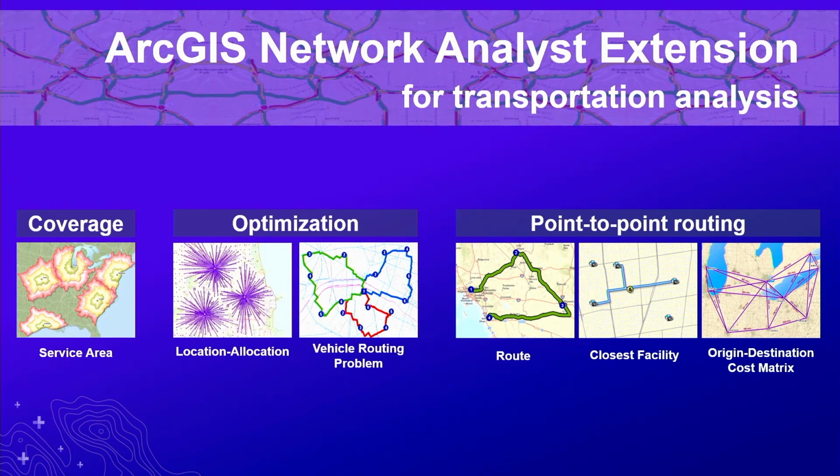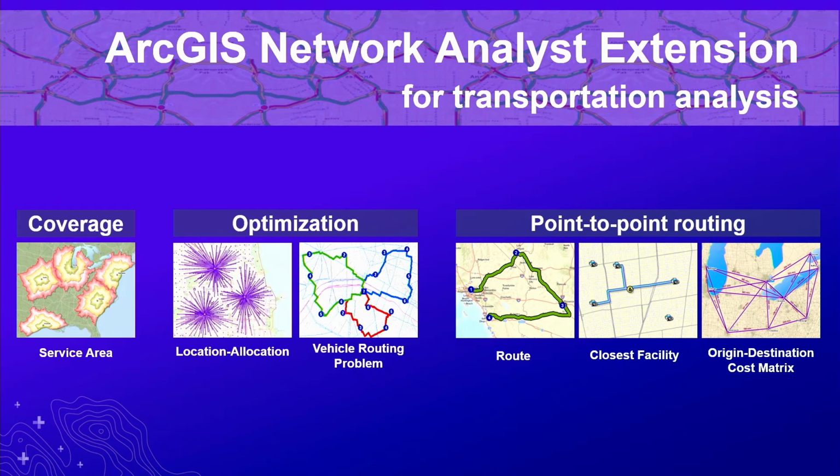Within network analyst extension, there are 6 different analyses that are available. You can think of them as 6 different analyses, 6 different solvers, or in the context of this presentation, you can actually publish each of those solvers as services. So you have 6 solvers which you can publish as 6 different types of routing services. In this slide, I'm showing you a categorization of how to think about these 6 different solvers. So first on your right is point-to-point routing, where we have the route, closest facility, and origin destination cost matrix solvers.